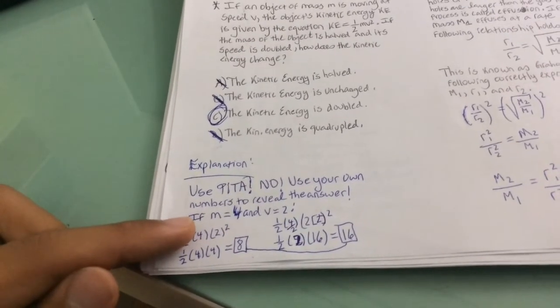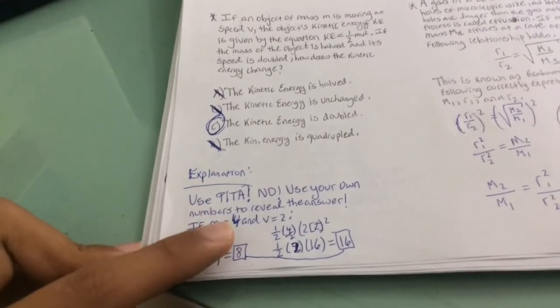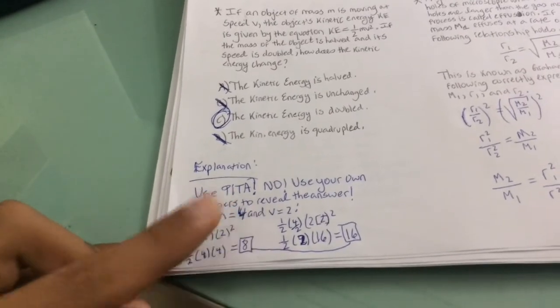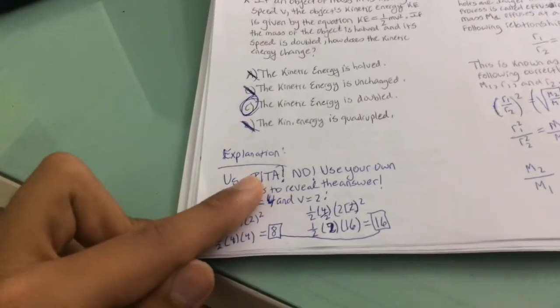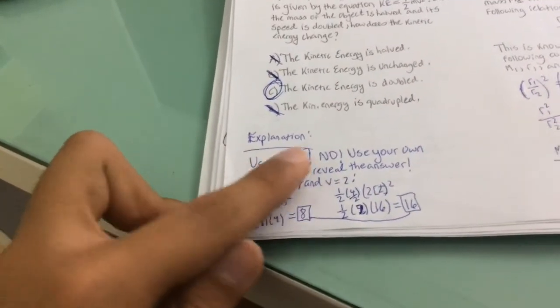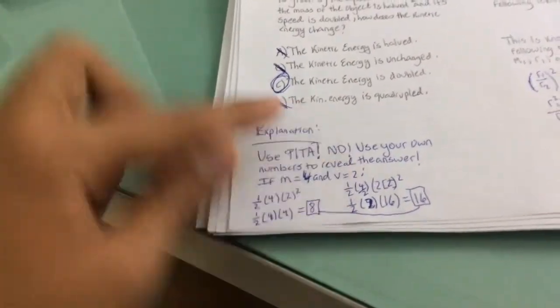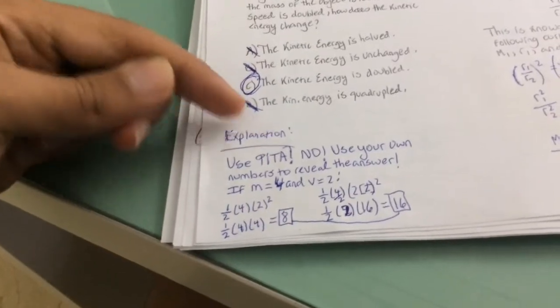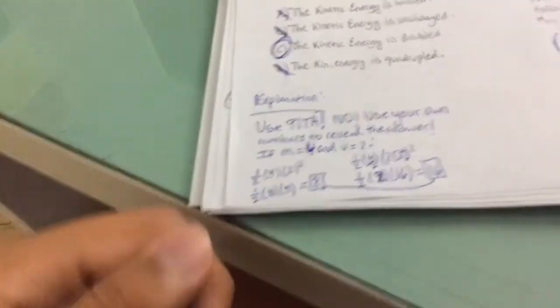If m is equal to 4 and b is equal to 2, therefore here you must use your own numbers. I mean, this is not PITA, this is plugging in your own numbers, okay? This is a mistake, sorry guys. Look, here it says no. No, of course, because there are not numbers in the answer choices.